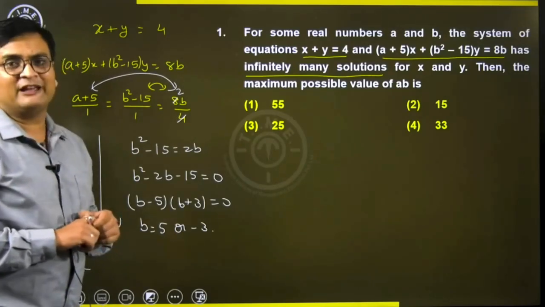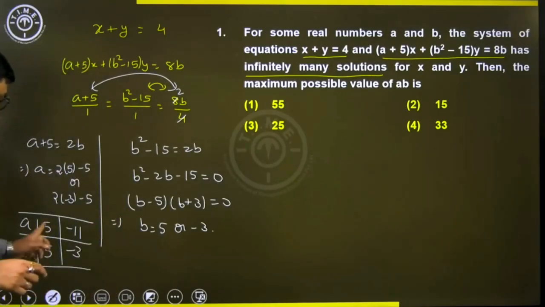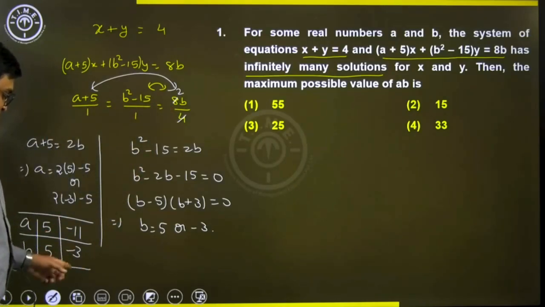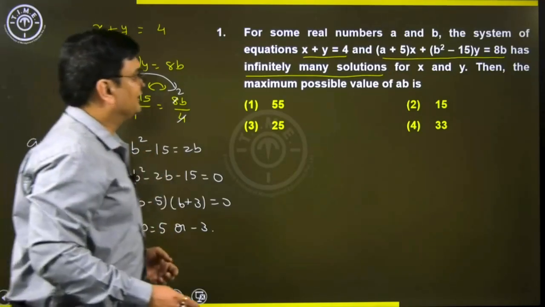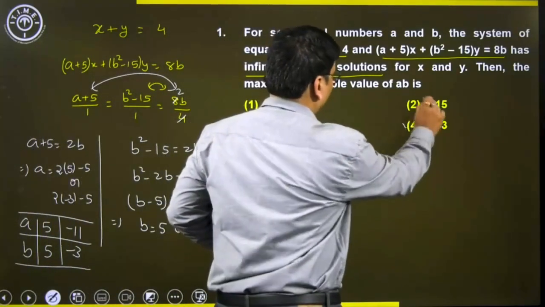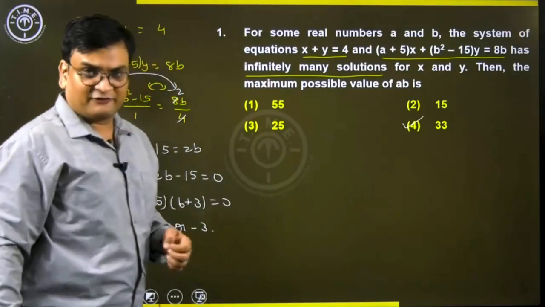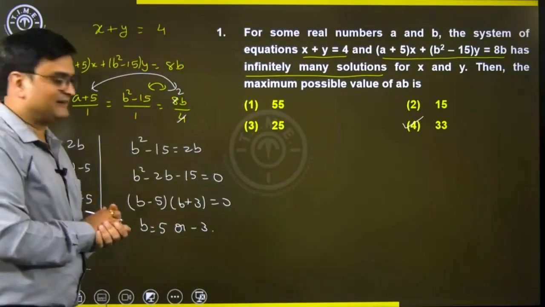What are they asking us? Maximum possible value of a into b is how much? Now in this case, as you can see, the product of a and b will give you 25, which is one of the options. But if you multiply these two, you will get plus 33, minus into minus is plus, which is even better value. And hence the maximum possible value of a into b is 33, so we will mark option choice 4 as our answer. 33 is the correct answer to this.